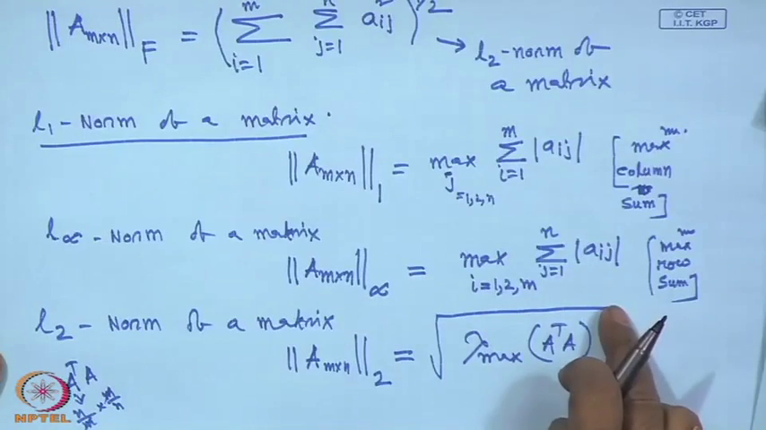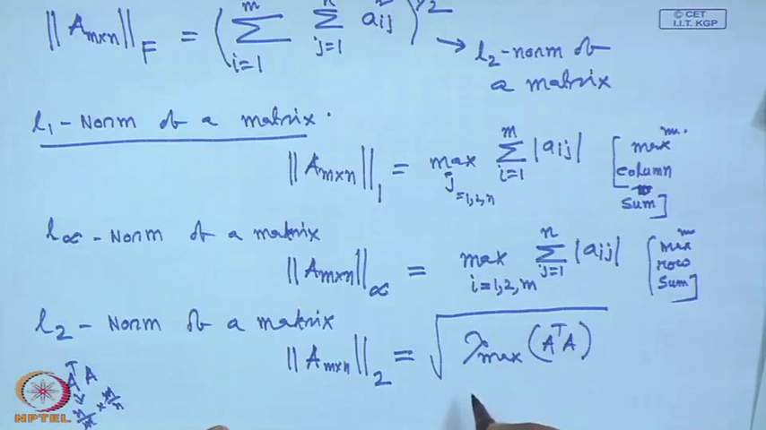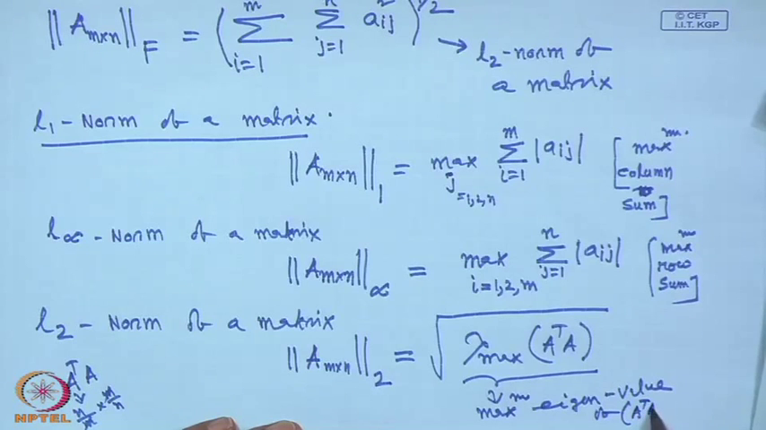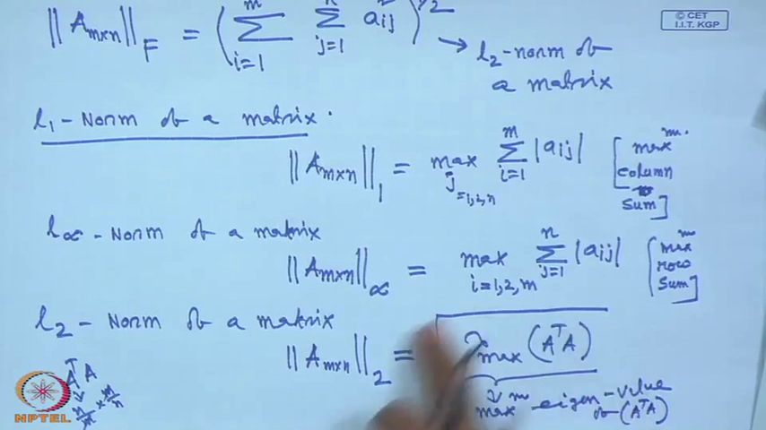Out of these, which eigenvalue is maximum? You take the square root of that one. This lambda max means the maximum eigenvalue of A transpose A. We will show later that this is nothing but the maximum singular value of the matrix A.